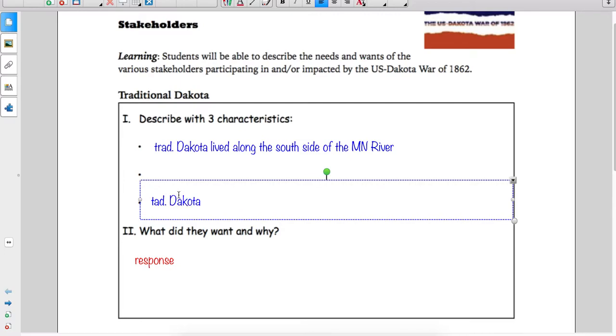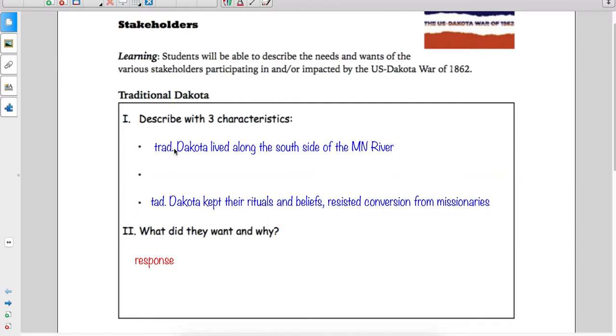Traditional Dakota kept their rituals and beliefs, resisted conversion from missionaries. And if you remember, missionaries are people sent by churches to convert people.